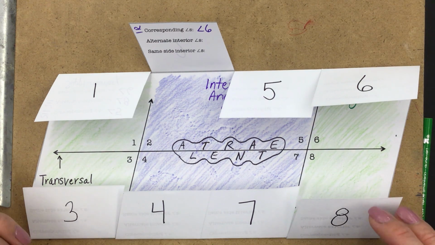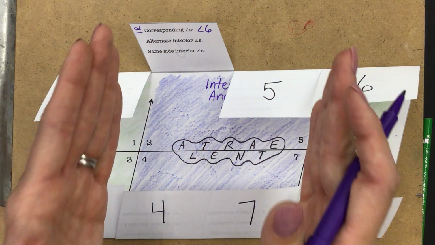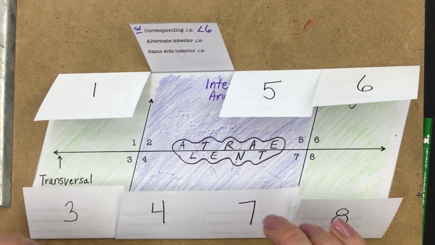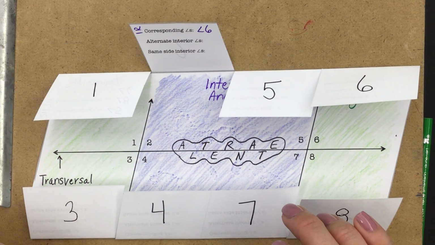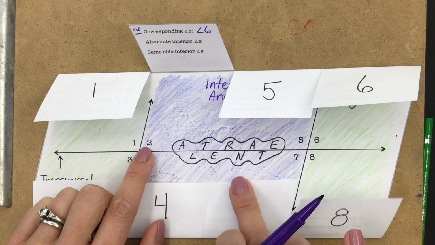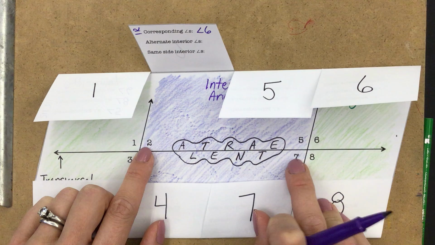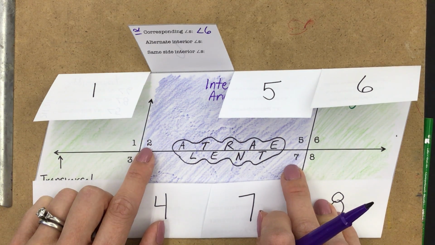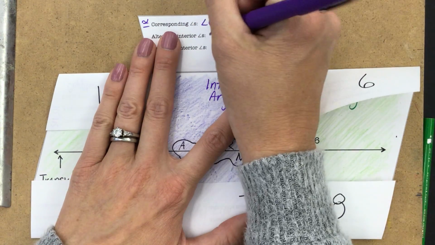Now the next one says alternate interior. So we know we're going to be in the purple territory on the inside of the parallel lines here. And alternate meaning on the other side of the transversal. Okay, so here's angle 2. So the angle that's on the other side of the transversal, and it's also an interior angle. So that would be 2 and 7. So the alternate interior angle for angle 2 would be angle 7.